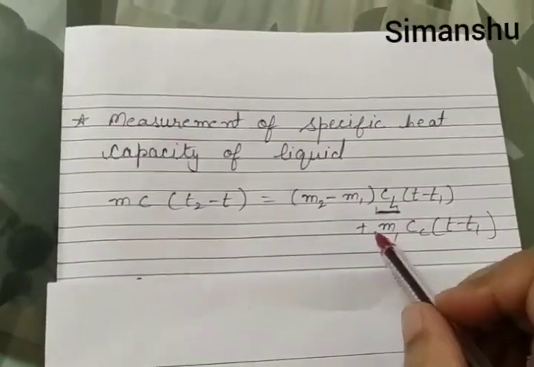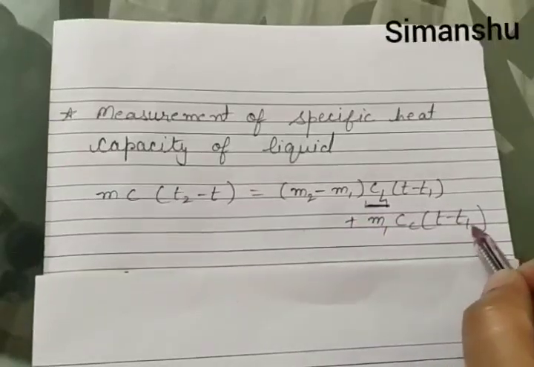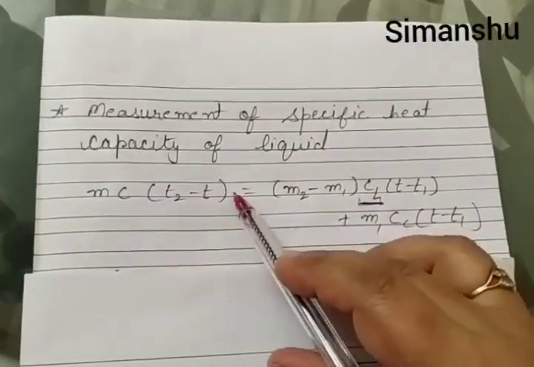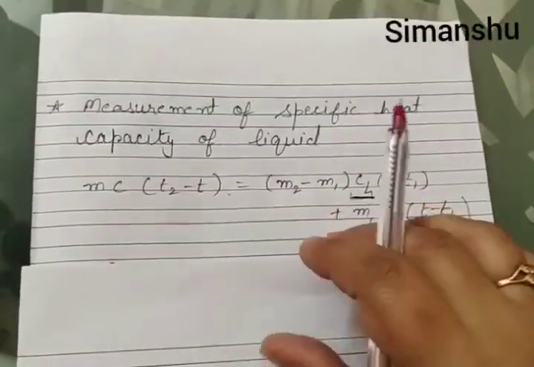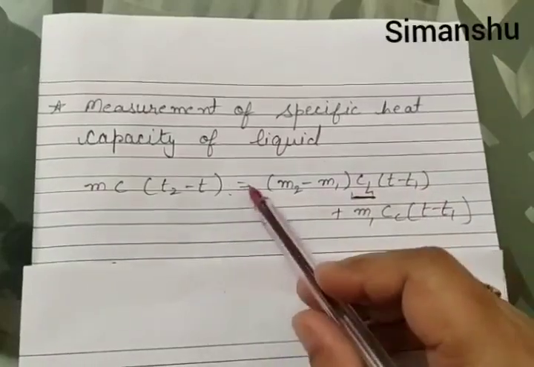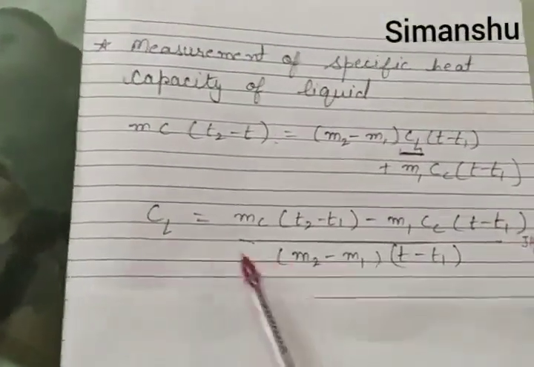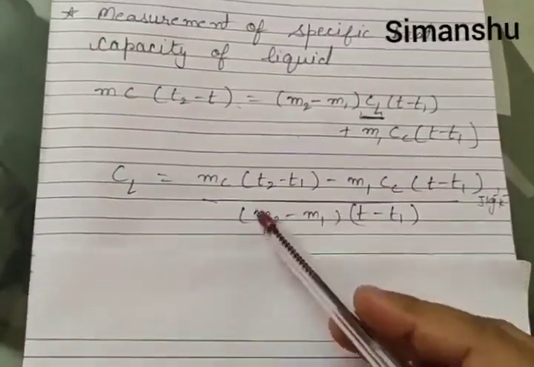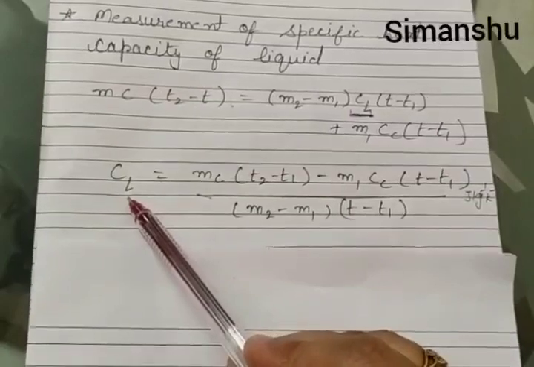So what we have to do? First, this term M1 into T minus T1 will go to that side in the form of subtraction. Here it is addition, here it will get subtracted. Then M2 minus M1 and T minus T1 will go to the denominator. Simple thing. So you will get this equation. Hence you can calculate the specific heat capacity of the liquid.